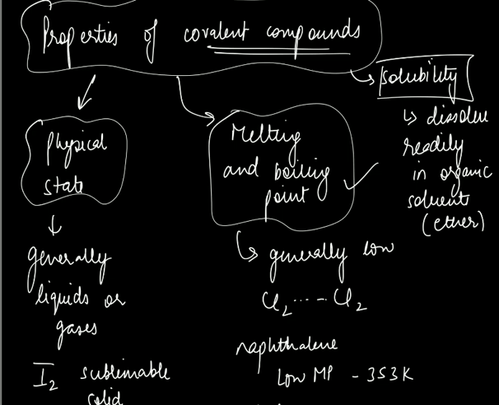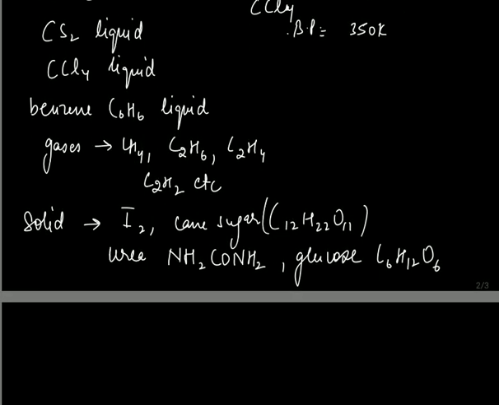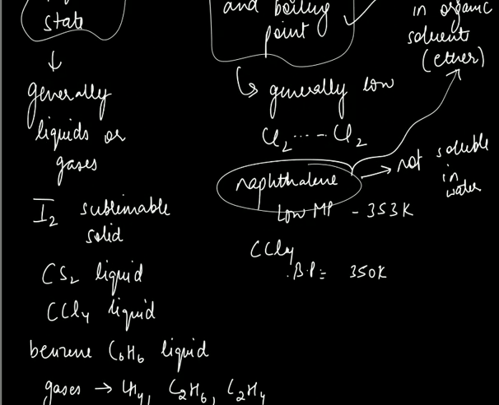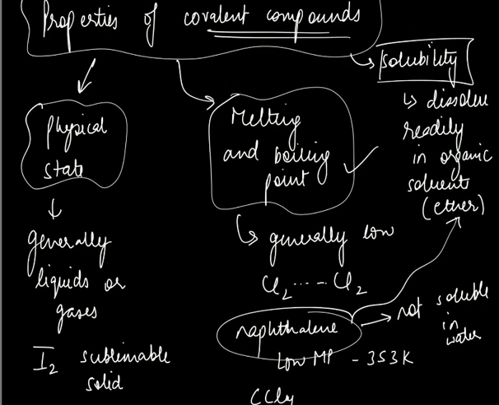Take naphthalene again. Naphthalene is very much soluble in ether, but it's not soluble in water. So we can remember it like that. Then urea, glucose, cane sugar are very much soluble in water. So you cannot generalize; it depends upon the interactions between them and various other factors that we are not discussing, at least in this video. Some covalent compounds can dissolve in water, some cannot.